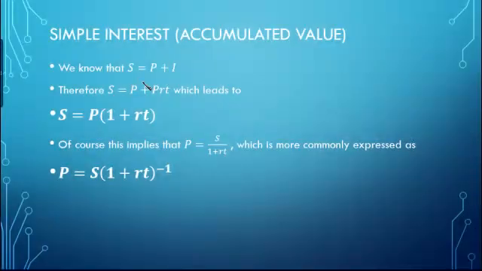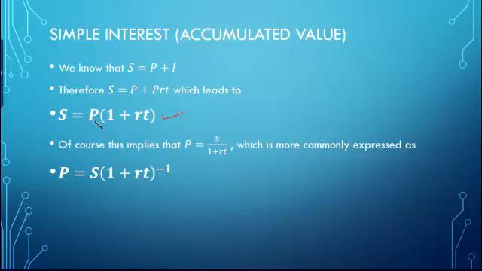We have a formula for the interest, so now we can easily get a formula for the amount or the accumulated value. We know that the accumulated value is going to be equal to the principal plus the interest, but the interest is equal to the principal times the annual interest rate times the number of years. If we take out common factor P, we are left with S equals P times (1 plus RT). So this is very important.